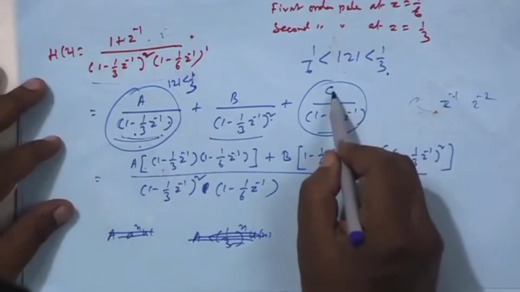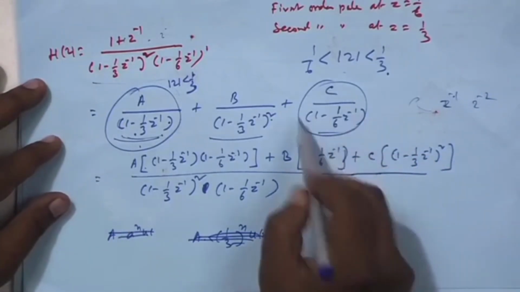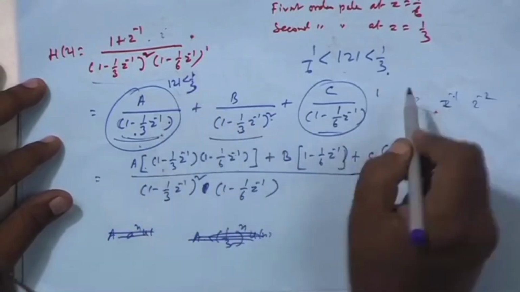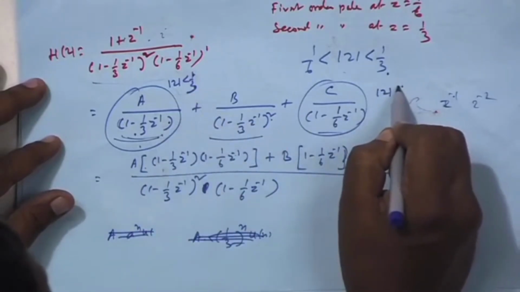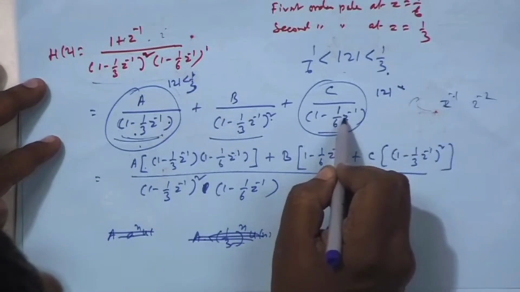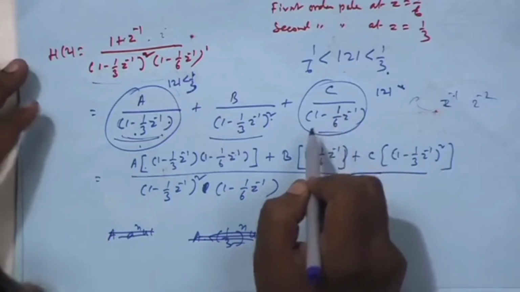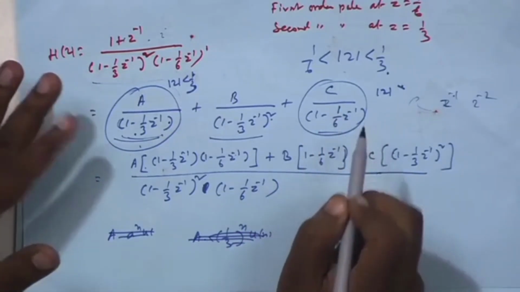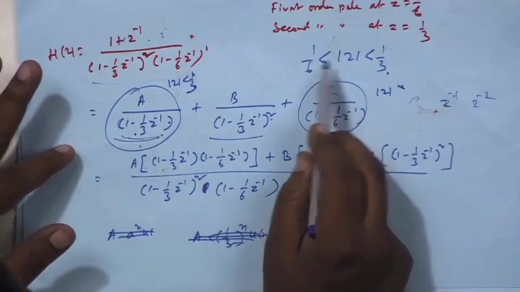Let us start with this C by 1 minus 6 Z inverse. Here the ROC cannot contain the pole Z equal to 1 by 6. So, either mod Z greater than 1 by 6 or mod Z less than 1 by 6. We have to take mod Z greater than 1 by 6.